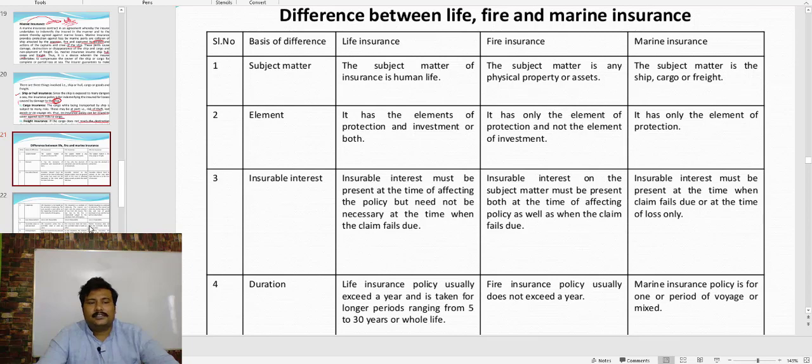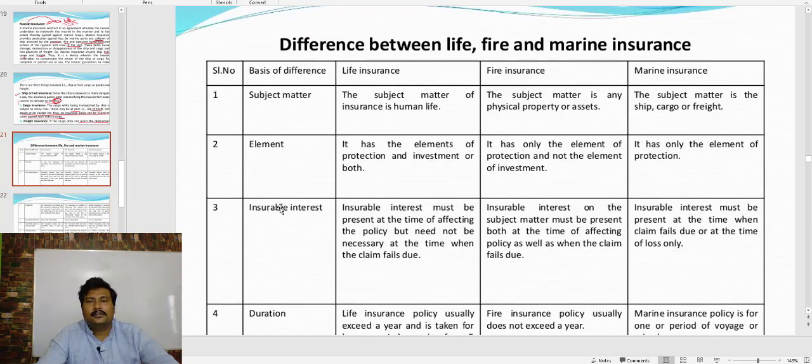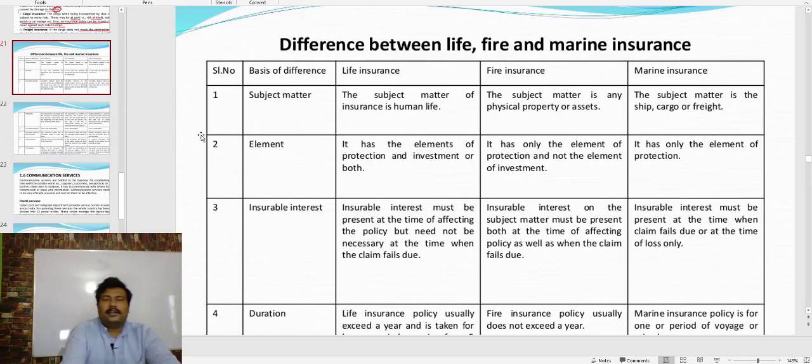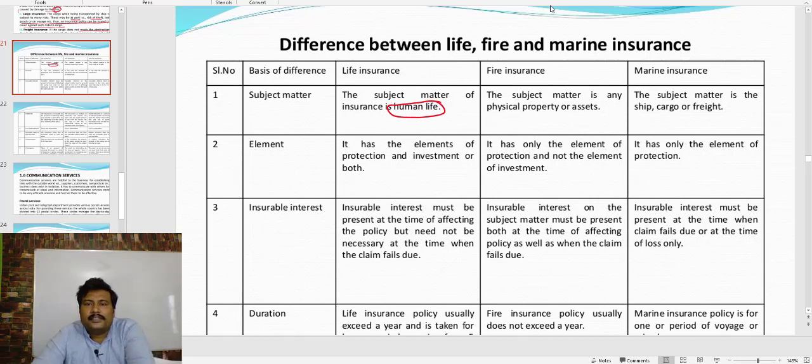So now the differences between life insurance, fire insurance and marine insurance, and that is the last topic for this particular chapter. Understand each and every difference. Life insurance matter is human life, and fire insurance matter is physical property or assets, but marine insurance is ship, cargo or freight. Life insurance's main thing is human life. Fire insurance can be any physical property or asset, your house, your car, anything. But marine insurance is all about the ship, cargo and freight.